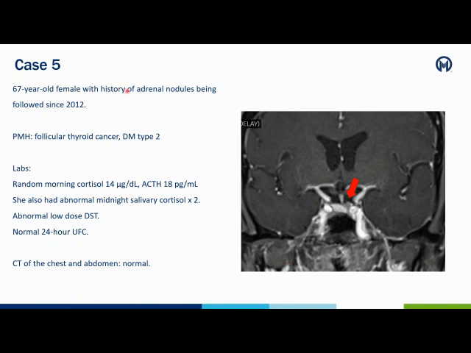And this is just a last case, but a recent one. A 67-year-old with a history of adrenal nodules, being followed since 2012, and had some mild elevations of cortisol and ACTH. There was concern that the adrenal nodules could be the potential source for this mild elevation, but the patient's symptoms are always very mild. She doesn't look like a Cushing's patient from a clinical standpoint. She works out a lot.